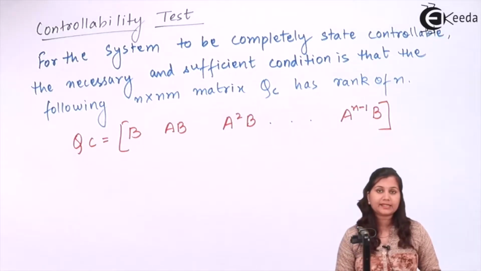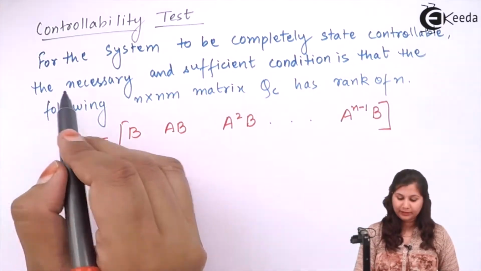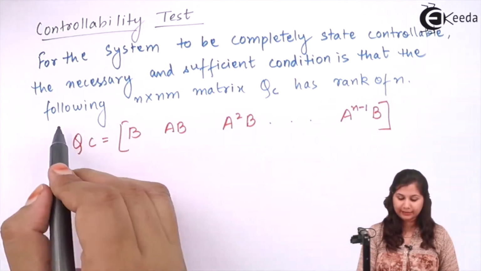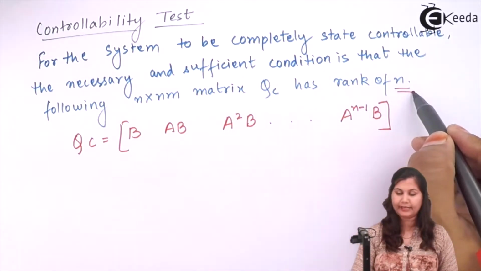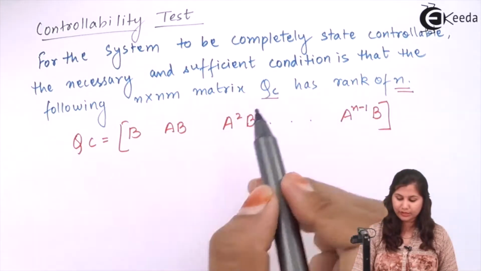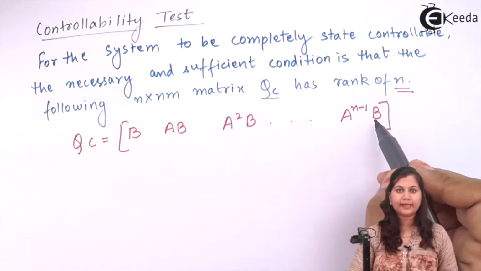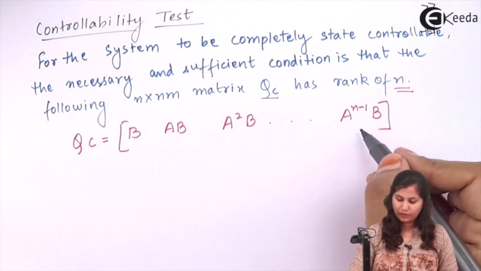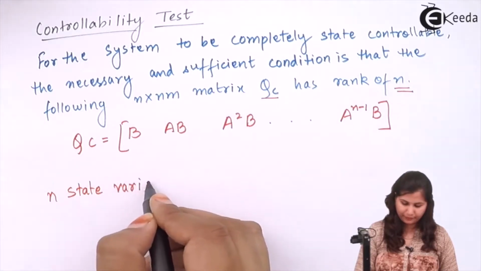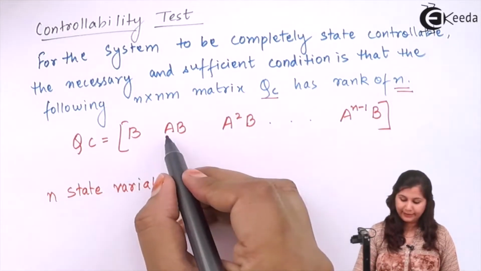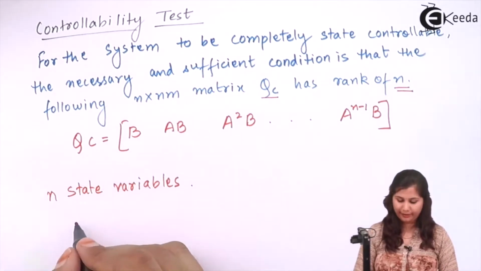So the controllability test is defined as: a system is said to be completely state controllable if the necessary and sufficient condition is that the following n cross nm matrix should have rank n. This matrix QC is defined as B, AB, A square B, till A^(n-1) B. n was our state variables; we had n state variables. And A is our state matrix, and B is our input matrix.